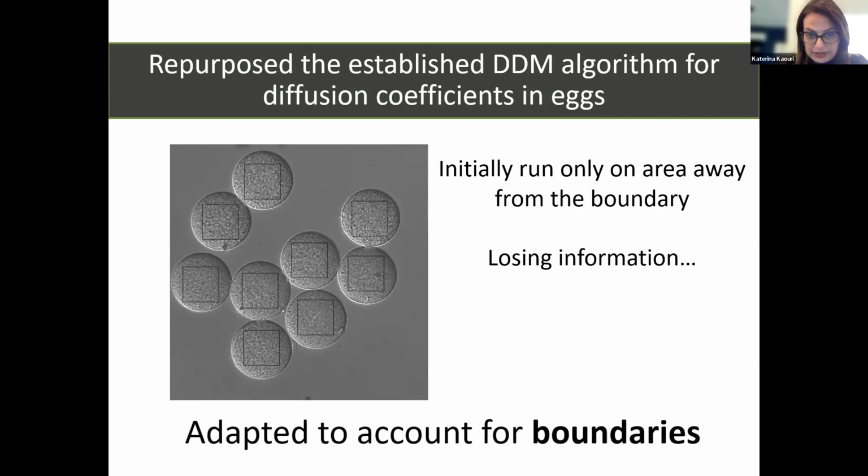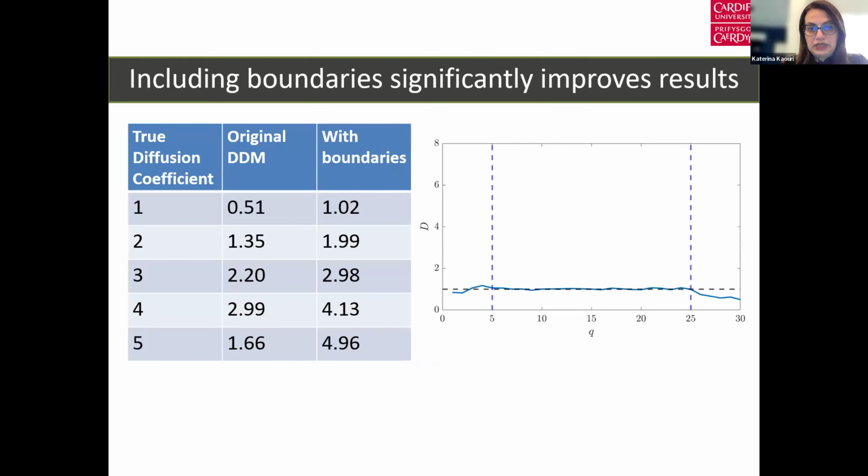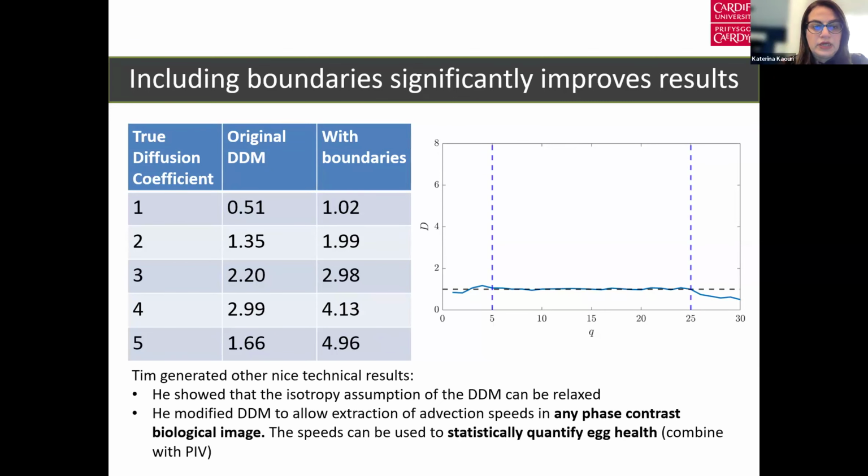So he adapted the algorithm to account for boundaries. And indeed, there were many differences seen when boundaries were included. There were other technical results I'm not gonna bore you with, but I guess the takeaway again is that you can use NDM to extract information about any biological data set.